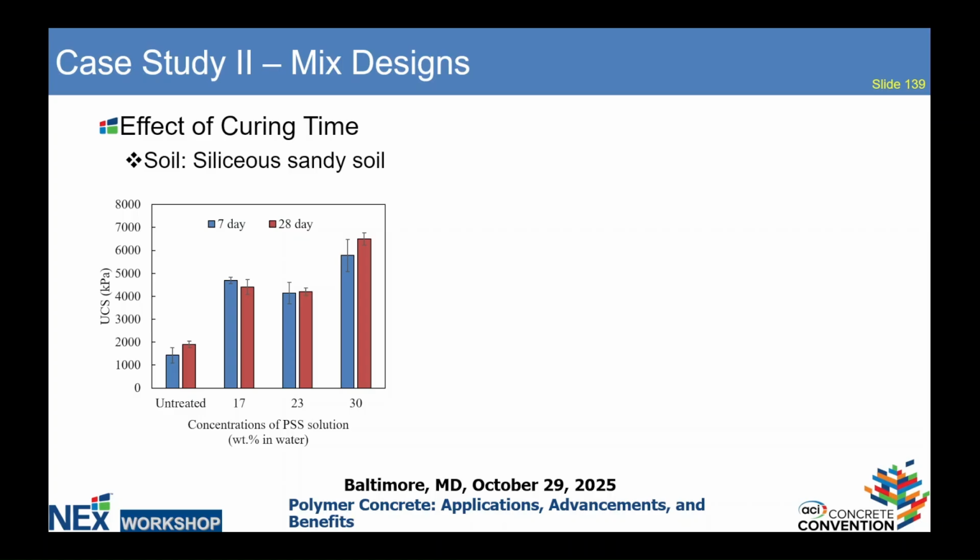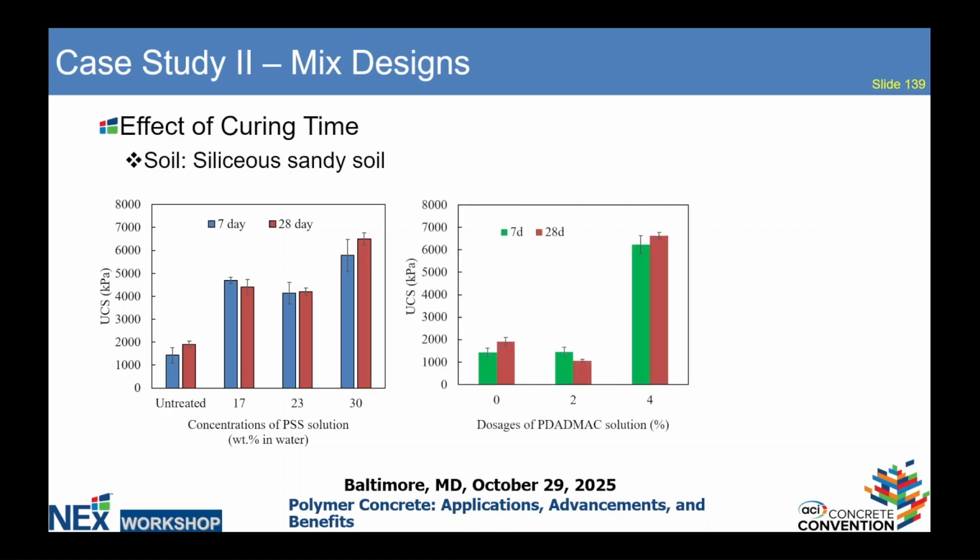But before we talk about that, this is the effect of the curing time for polymer treated soil. Usually, like the cement treated soil, we follow whatever we followed for the cement treated soil. We cured it for 7 days, 28 days, sometimes people followed 1 day. But people who come from a polymer perspective are like, why do you need 28 days? The reaction should be over by then.